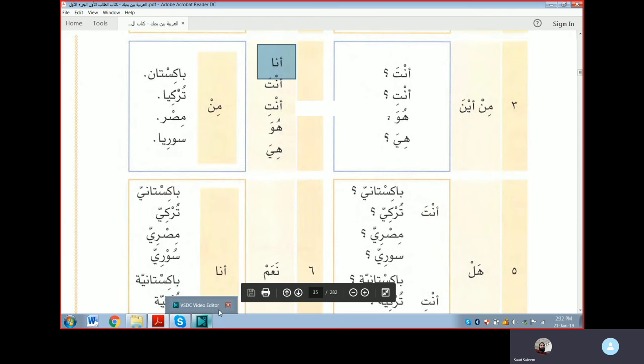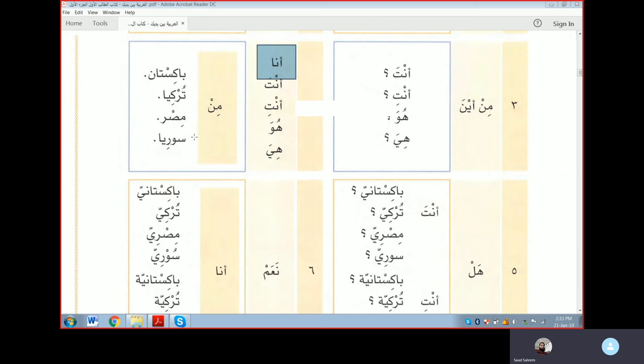أنا من باكستان, I am from Pakistan. أنا من تركيا, I am from Turkey. أنا من مصر, I am from Egypt. أنا من سوريا, I am from Syria. أنت من باكستان, you are from Pakistan. أنت من تركيا, you are from Turkey. أنت من مصر, you are from Egypt. أنت من سوريا, you are from Syria.